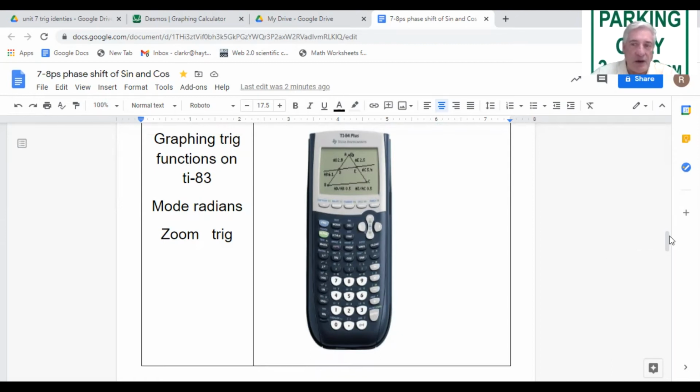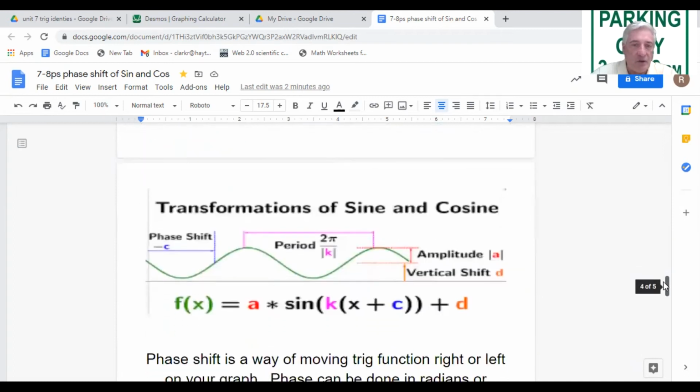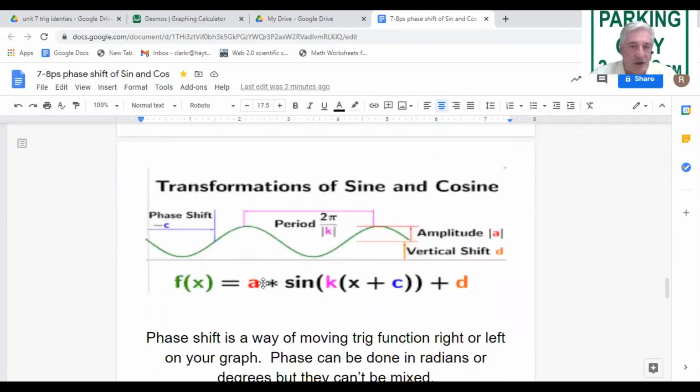So let's go graph some of these. There's the transformation once again. We've talked about the amplitude. It's A. The period is K. This is the third one. So now we're going to add it with X in parentheses. And all that's going to do is shift our graph over. So we're going to go to the graphing calculator, do some graphs, and then we're going to phase shift. It will take our graph and move it along the x-axis.